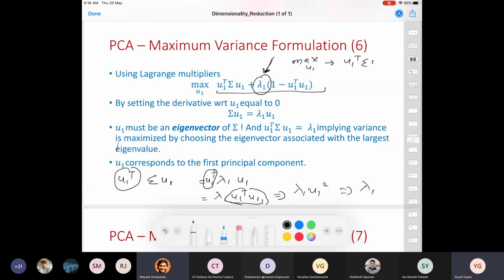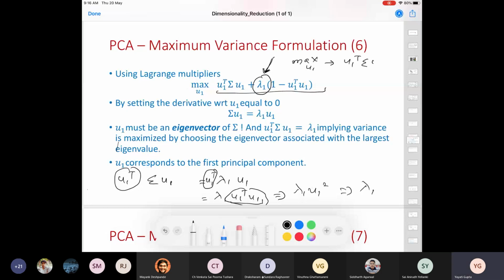Okay, let me just rewrite this whole equation. So this would be U1 transpose sigma U1. It's the same thing that you get here. Essentially, the first term is nothing but your lambda itself. If you look at the value of lambda 1, which is nothing but U1 transpose sigma U1, this is equivalent to the first term that we have.